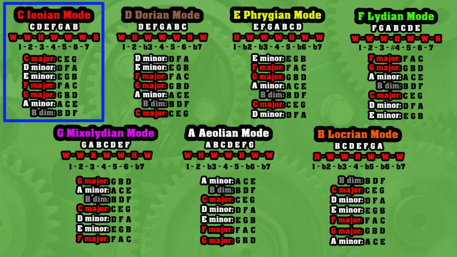You can look at your major scale. You can look at your chords derived from that major scale. You can write music in the major scale.